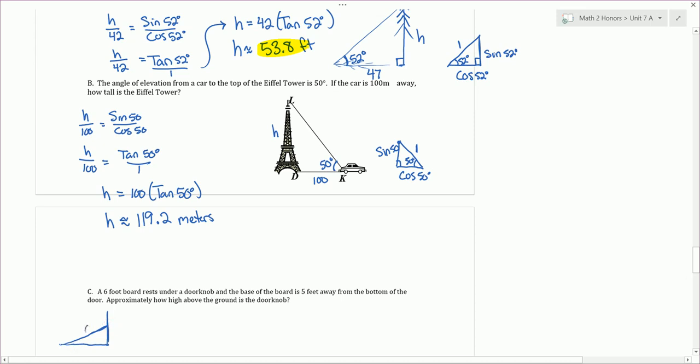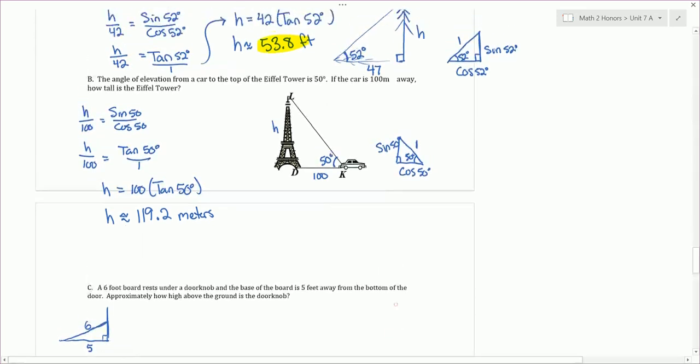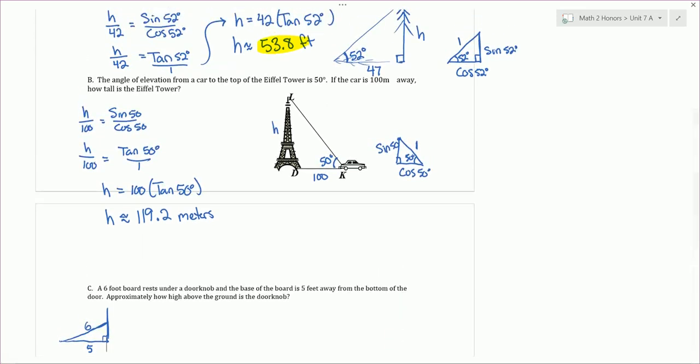The board is 6 feet, and the board is 5 feet away. So 6-foot board rests under the doorknob, and the base of the board is 5 feet away from the bottom of the door. Approximately how high above the ground is the doorknob? And so we're looking for h.